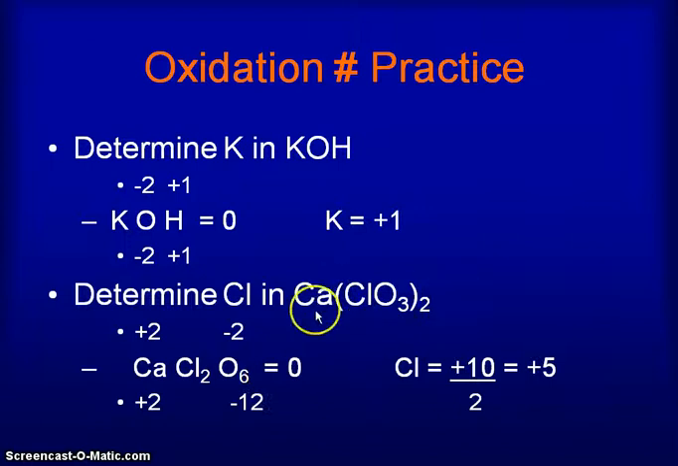Now this whole thing is a neutral compound, so it equals 0. So if I have negative 12 from oxygen and positive 2 from calcium, then total I need to get positive 10 from these 2 chlorines. But to find an individual chlorine, I would have to divide that by 2 since I have 2 chlorines here in this formula. So an individual chlorine would each have an oxidation number of positive 5 in this particular compound.